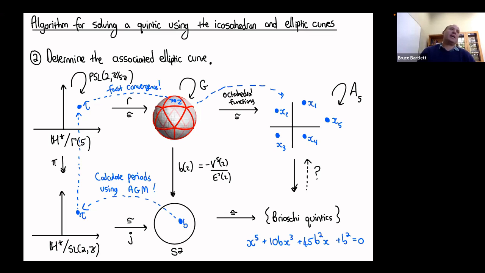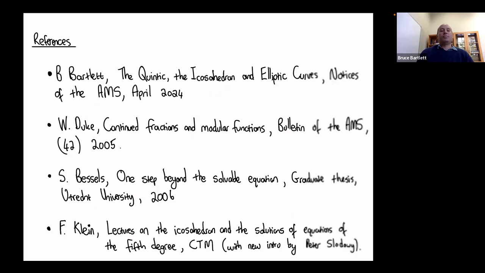There's a lot more to say here and how everything fits in structurally. So the reference here is the article that I just got published in the Notices of the AMS, and then this paper of Duke that I spoke about, this thesis of Bessel's, the original book of Klein, and also see references in this article. Obviously, there's a whole bunch of other references as well. I'll stop there.